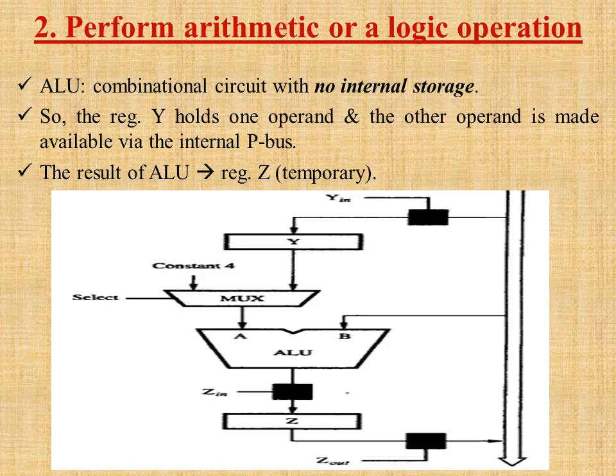If the result that is stored in the register Z is to be shifted to a specified destination via the processor bus, the Zout switch will be supplied as 1. Okay? Once you supply Zout equals 1, the contents of the register Z will be supplied to the processor bus. From the processor bus, it goes to the specified destination, which can be a memory location or the other internal registers.